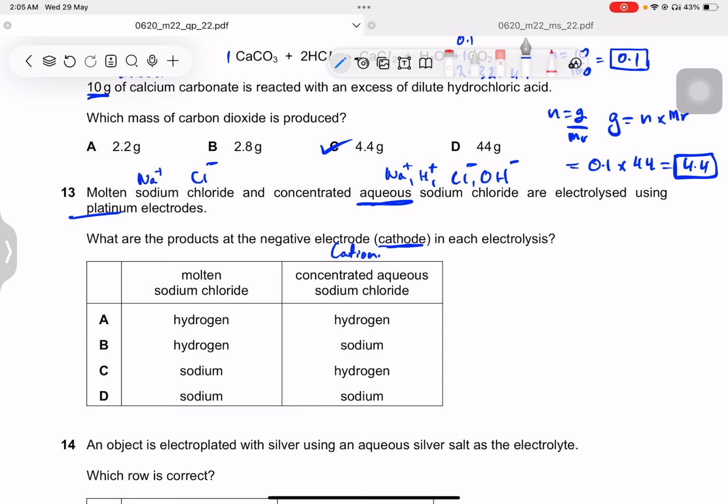So in molten, hydrogen cannot be present. In concentrated aqueous sodium chloride, we have Na plus and H plus. So we have the entire reactivity series, in which hydrogen comes way below Na. So the element which is down below is given the preference to discharge because it is less reactive. So it easily gains back its lost electron. So we have option C as the correct answer.